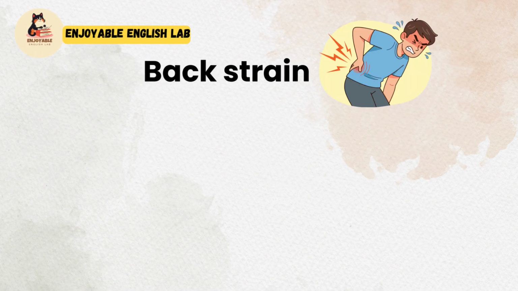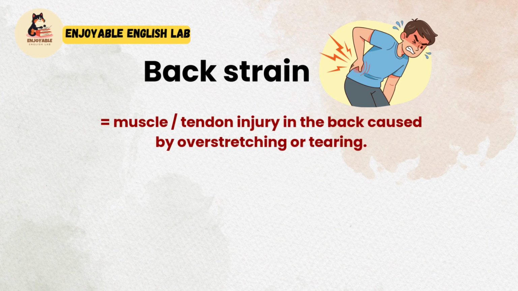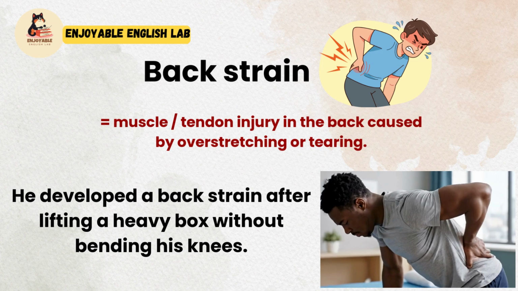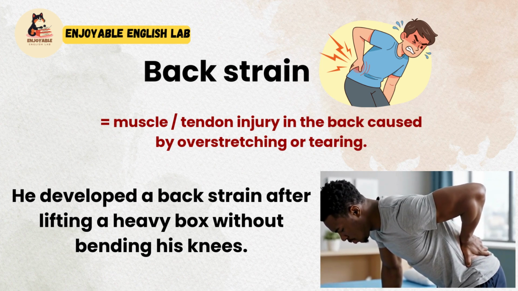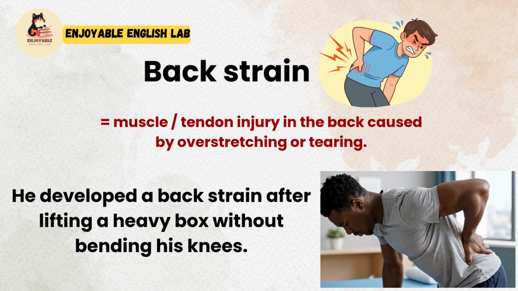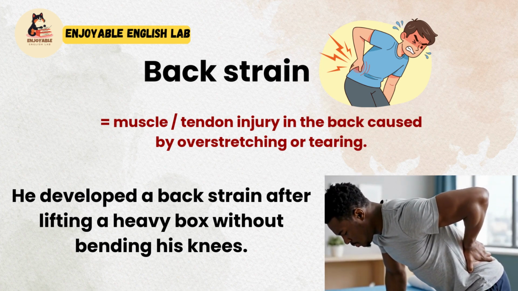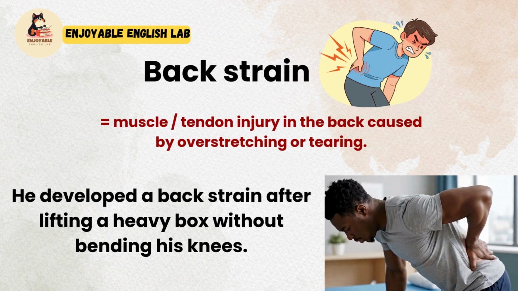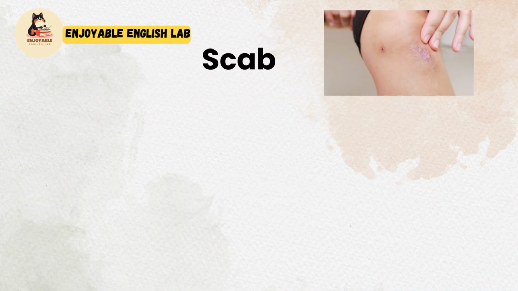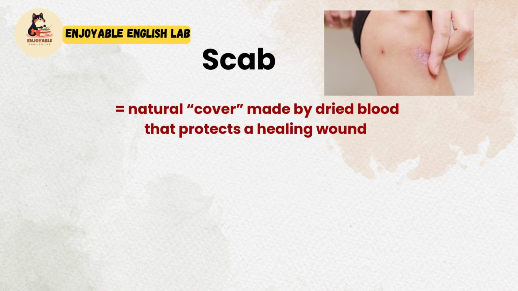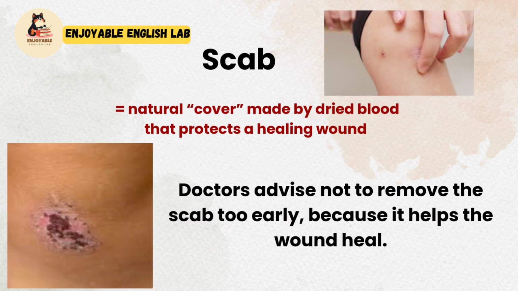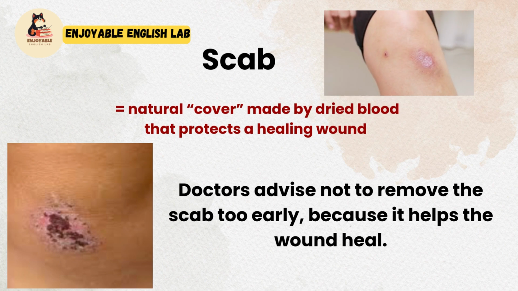Back strain. Back strain is a muscle or tendon injury in the back caused by overstretching or tearing. For example, he developed a back strain after lifting a heavy box without bending his knees. Scab. A scab is a natural cover made by dried blood that protects a healing wound. For example, doctors advise not to remove the scab too early because it helps the wound heal.